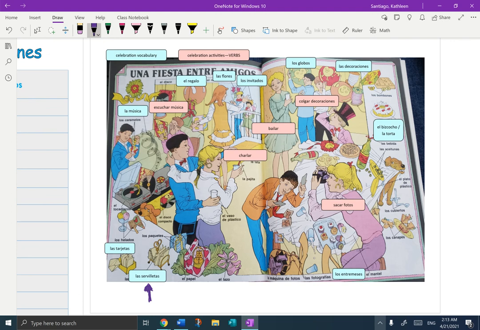I hope that helped. You are going to go on and do a page that is from our textbook where you're going to need these words to be able to read the page and then complete the 3 activities. If you have any questions, let me know. Vamos a celebrar. Gracias.